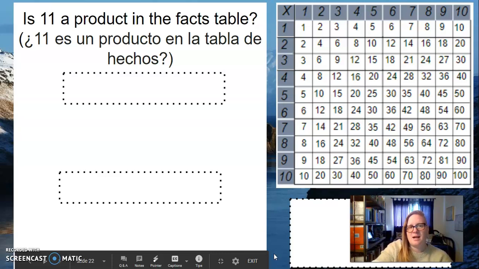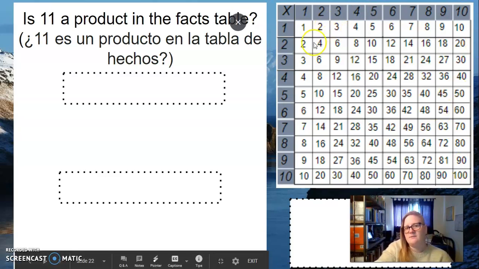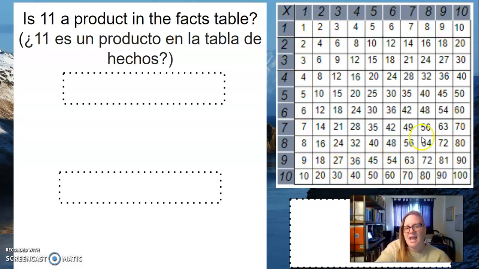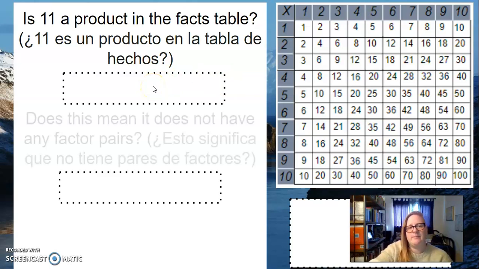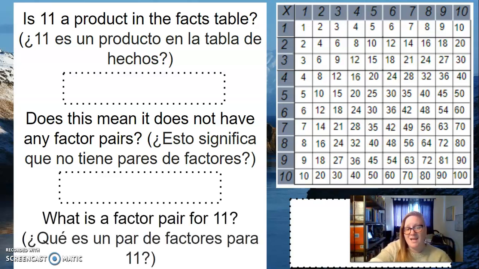Is 11 a product in the facts table? So take a look at all of these products in the middle. Do you see 11 anywhere? And put your answer here. Does this mean it does not have any factor pairs? Does that mean that blank times blank can never equal 11? What is a factor pair for 11?